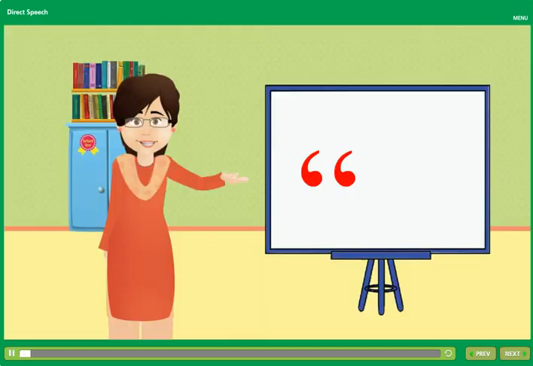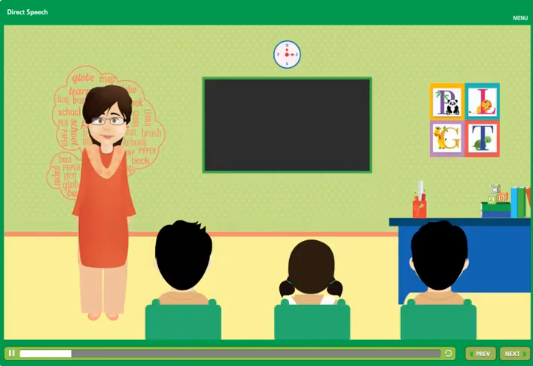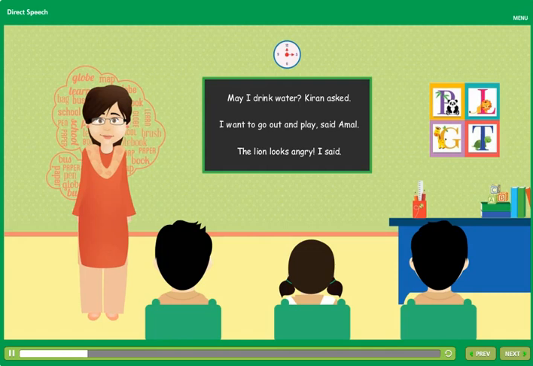Make giant speech marks using cardboard and paint them a bright color. Write a list of sentences on the board and ask students to come and stick the speech marks on the sentence where they see fit.